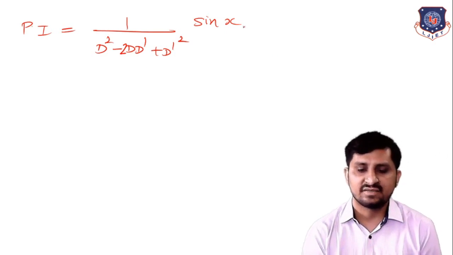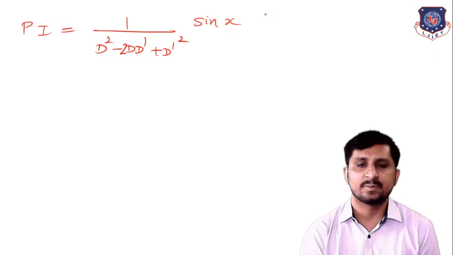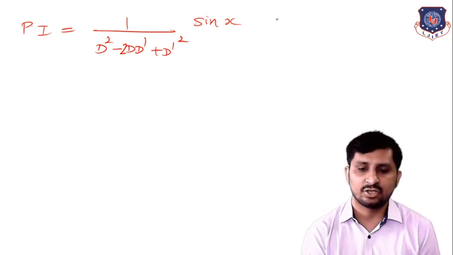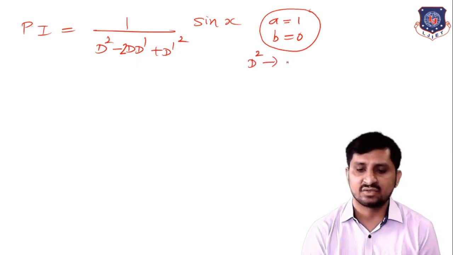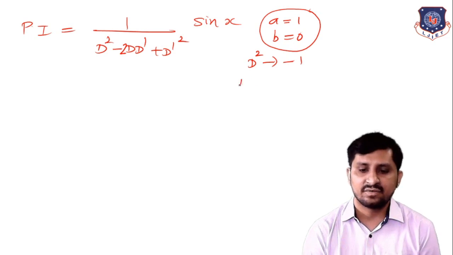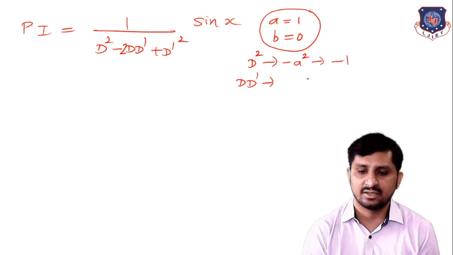Now compare this function sin x with sin ax plus by. What is your a? First of all, a is equal to 1, and what is your b? b is equal to 0. Clear? Now instead of d square, we have to take minus a square, so minus 1. Don't forget, instead of d square we have to take minus a square, so that's why I have to take minus 1.